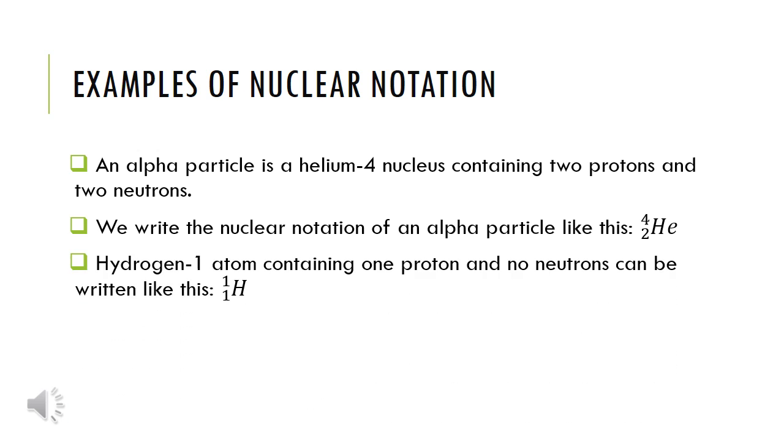A hydrogen-1 atom containing 1 proton and no neutrons can be written like this, where you have your capital H as your symbol, 1 is your mass number because 1 proton plus 0 neutrons is only 1, and the 1 is that atomic number of hydrogen.